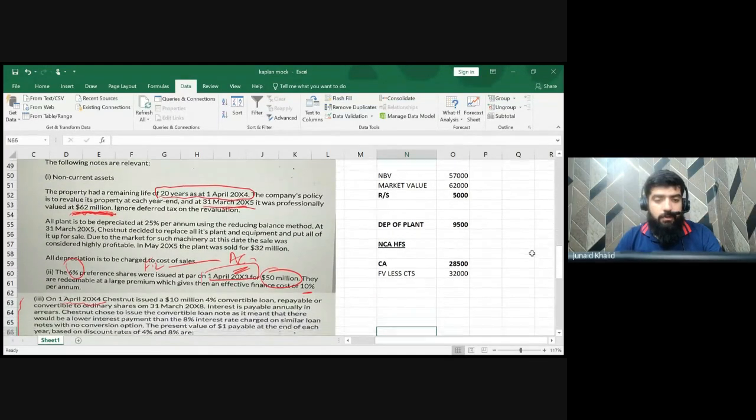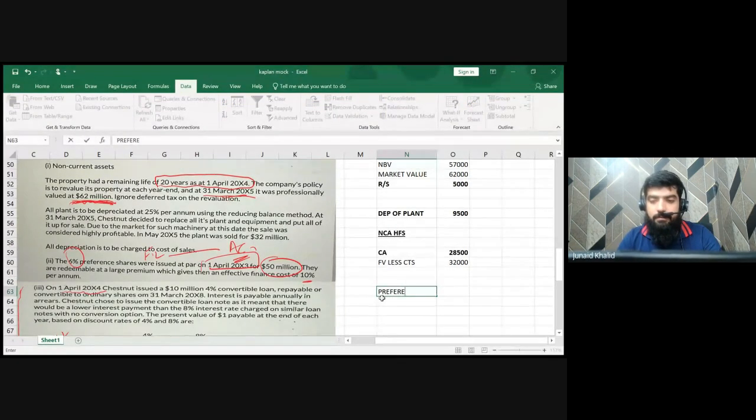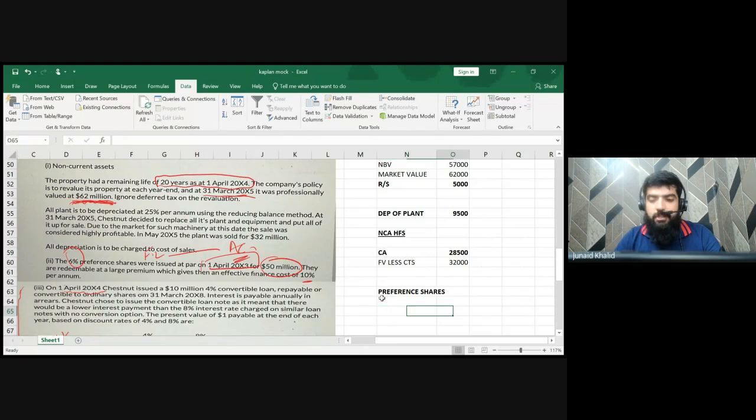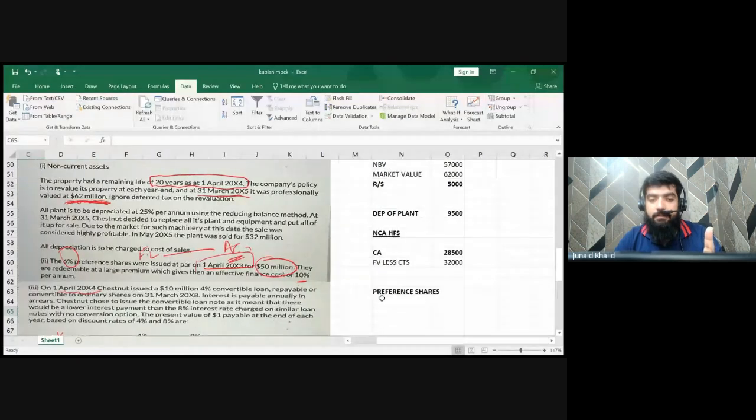Now let's move on to the next adjustment, adjustment number 2. We are done with the property, we are done with the plant. The second adjustment is related to preference shares. Is it a financial asset or a financial liability? Financial liability. For a financial liability, we make a table for it.